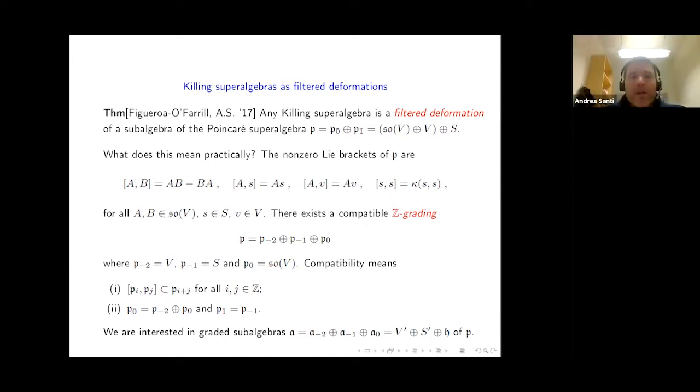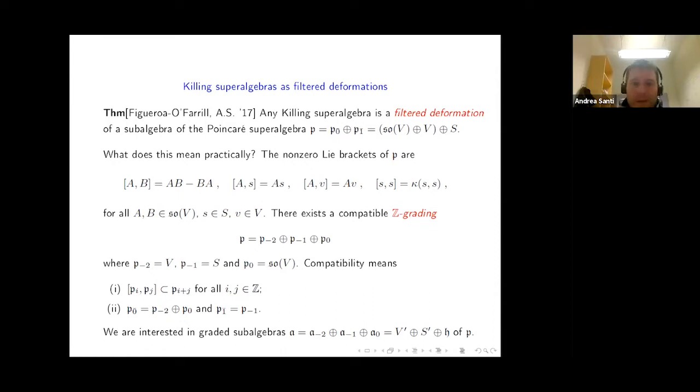Yeah. Okay, so the first result I want to tell you is that any Killing superalgebra of a supergravity background is a filtered deformation of a subalgebra of the Poincaré superalgebra. So we have met extensively in our previous lectures filtered deformations. So I won't spend much time on the general definition.